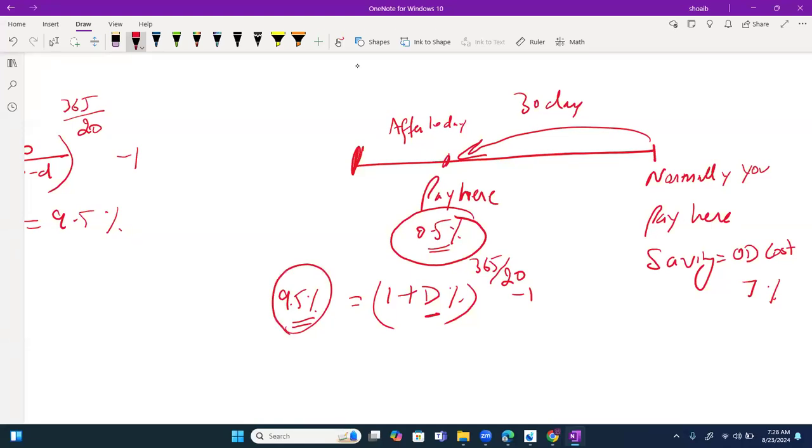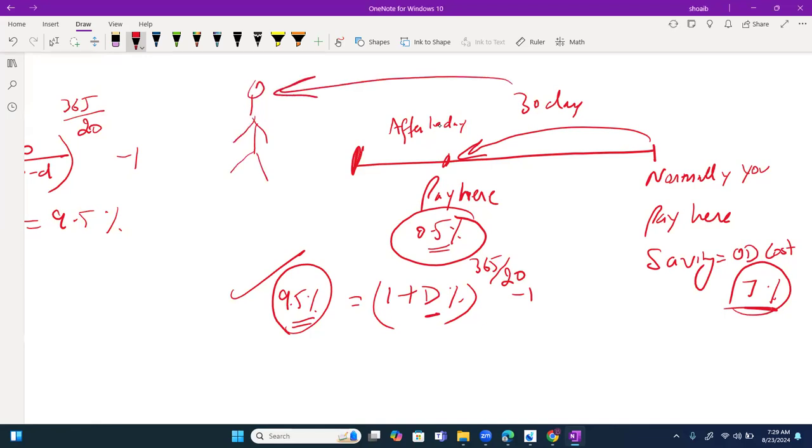But if you do not take the discount, if you pay late, how much you will save? 7. If you take discount, your benefit is 9.5. If you pay late, your benefit is 7%. So just think of according to the concept. You are a customer, and on the other end, supplier is standing here. You pay after 30 days to the supplier. You are the supplier, I'm the customer. I will pay after 30 days. How much I'm saving? 7%.